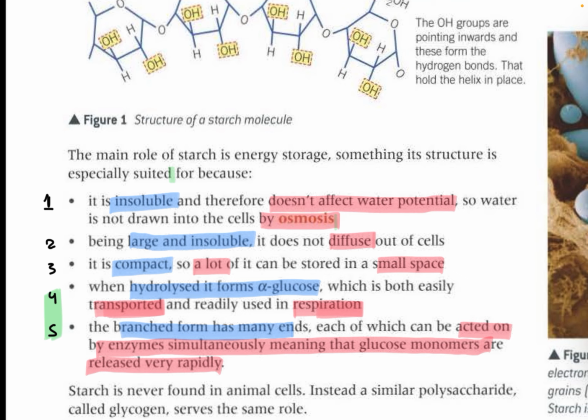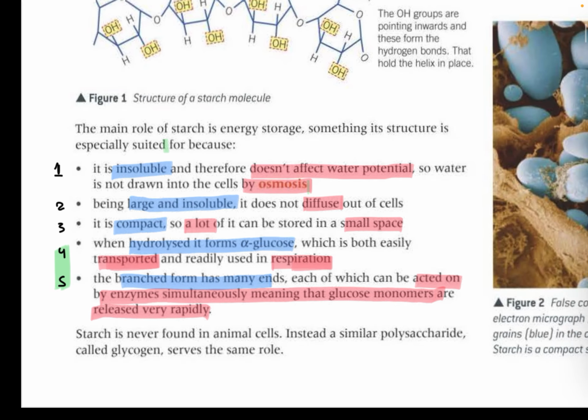It is compact, so a lot of it can fit into a small space. When hydrolyzed, it forms alpha glucose, which can be transported really easily and used in respiration. The branched form has many ends, which can be acted on by enzymes, resulting in rapid breakdown into alpha glucose, meaning that it can easily be used in respiration. So we're going to be going over this once again.